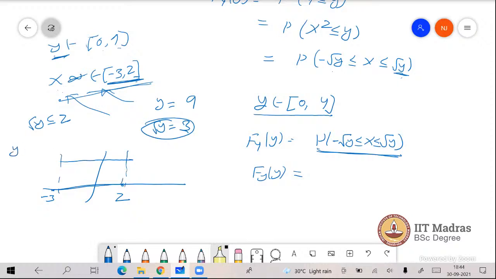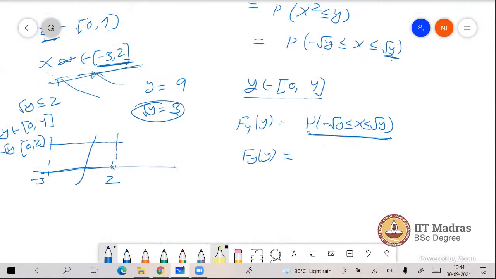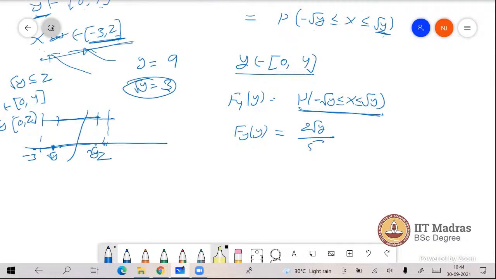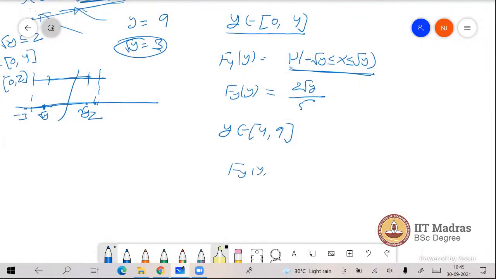So if I have chosen y in 0 to 4, then root y will always lie in 0 to 2. Minus root y will be somewhere here, and root y will be somewhere here. So this length will be 2 root y upon the total length 5, right? So this is true when y is 0 to 4. What if y is greater than 4? Now my definition changes to P of minus root y less than or equal to x less than or equal to root y.